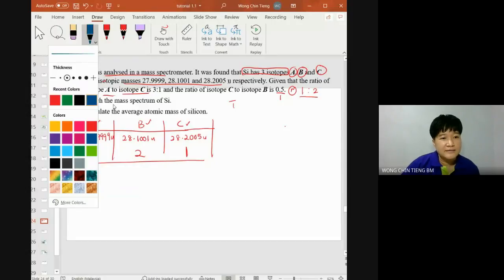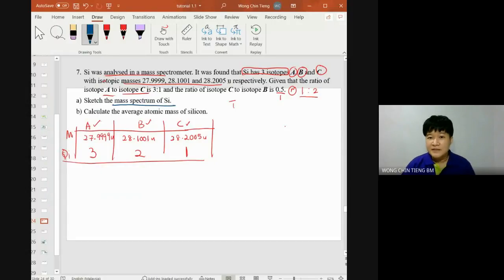When do you need to draw a mass spectrum? Simple. Never on graph paper. The question will never ask for a mass spectrum on graph paper, so no worries. Okay? Your mass spectrum will be as simple as this.